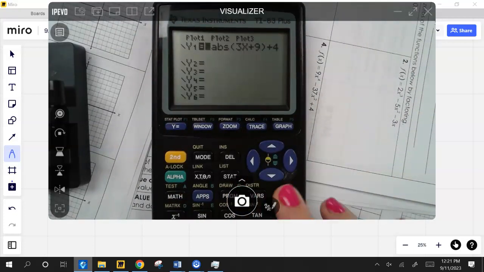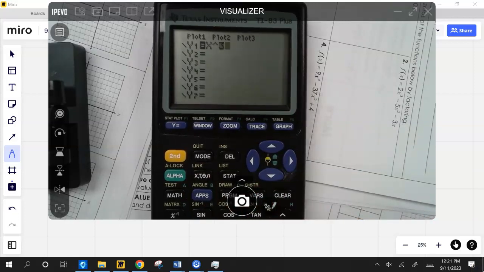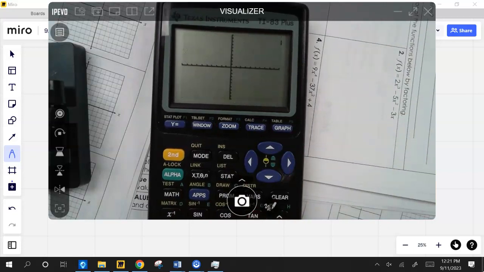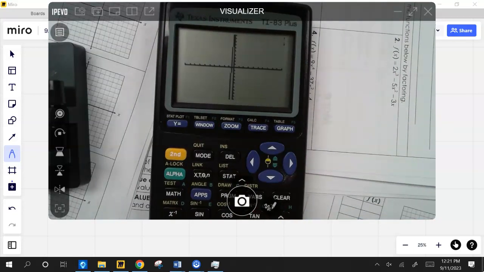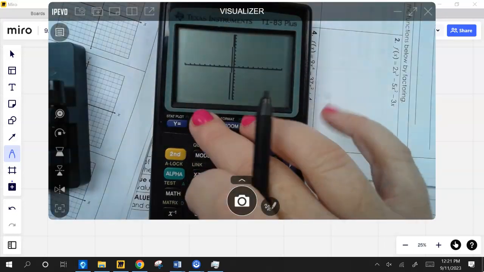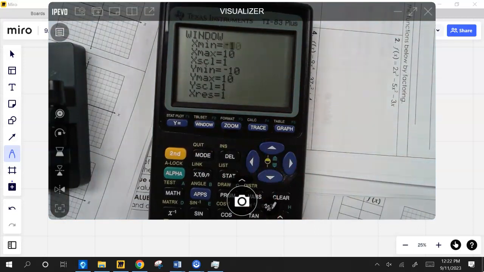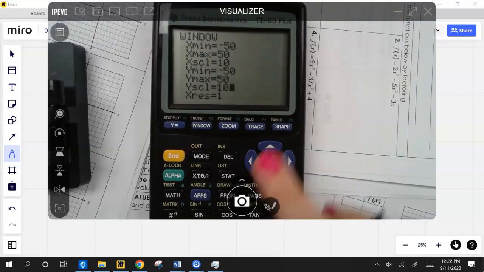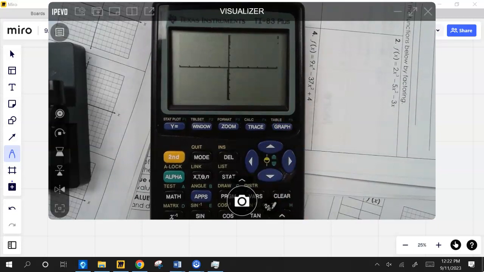Y equals, tell me, Madison, tell me one more time, what was it? X to the third? I'm going to do Zoom 6 and see if I can see everything I need to see. I cannot. So I need to zoom out. I'm going to take my window out some more. Let's go negative 50 to 50. Oh, maybe I could see it all.